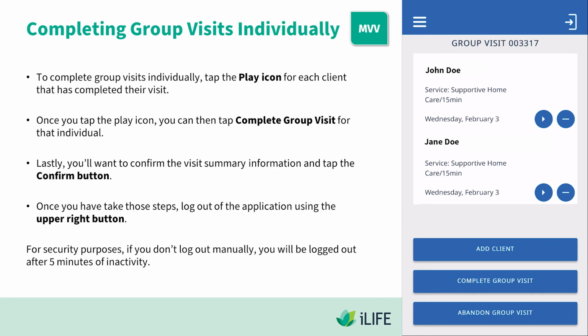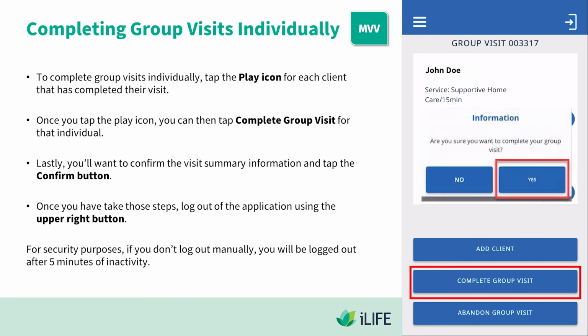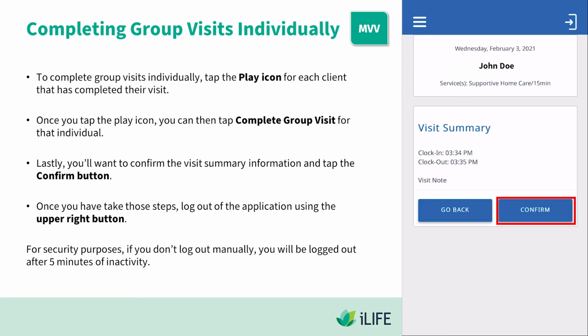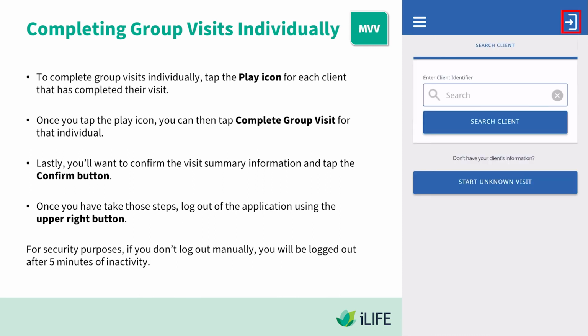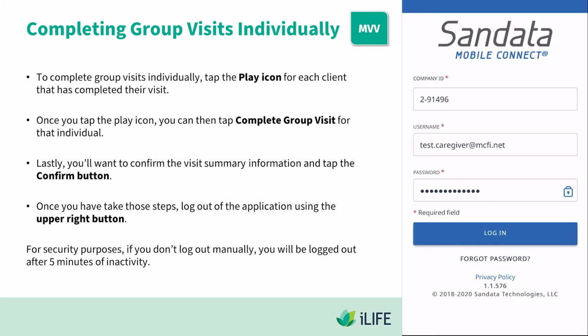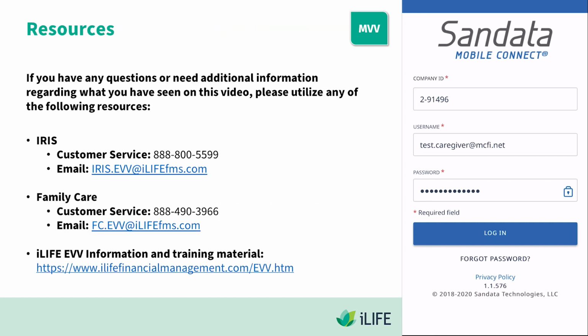Completing group visits individually. To complete group visits individually, tap the play icon for each client that has completed their visit. Once you tap the play icon, you can then tap Complete Group Visit for that individual. Lastly, you will want to confirm the visit summary information and tap the Confirm button. Once you have taken those steps, log out of the application using the upper right button. For security purposes, if you don't log out manually, you will be logged out after 5 minutes of inactivity.